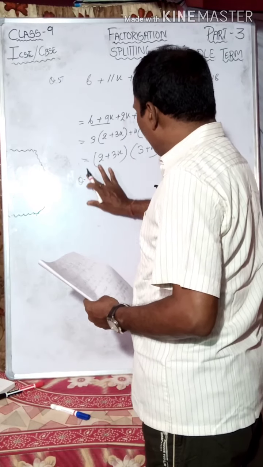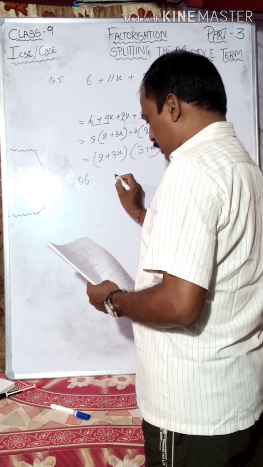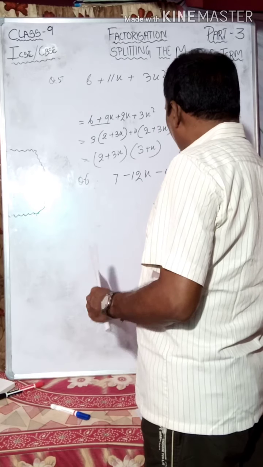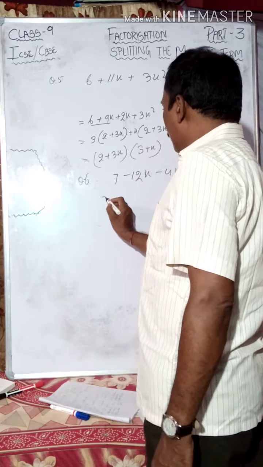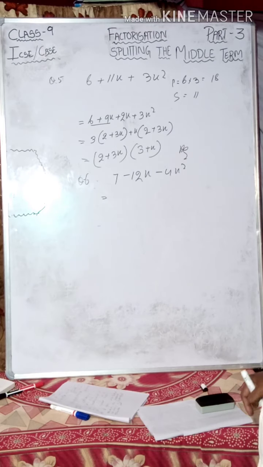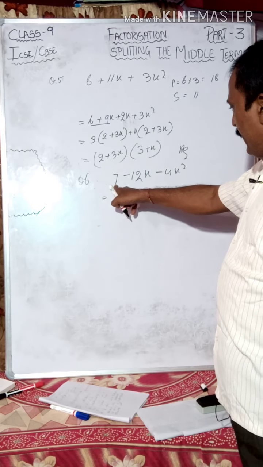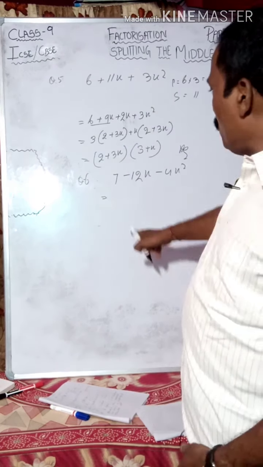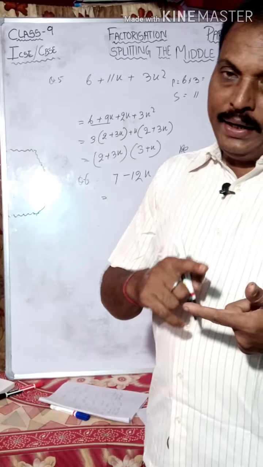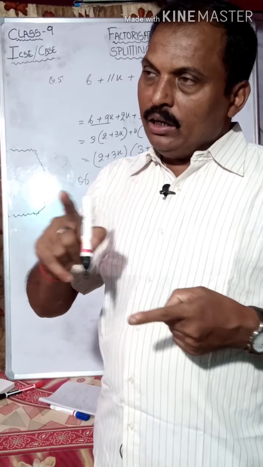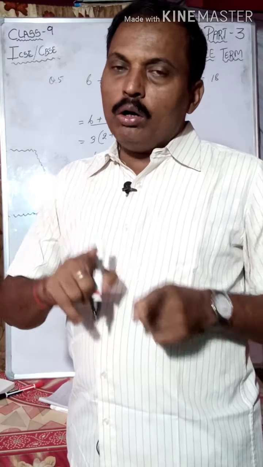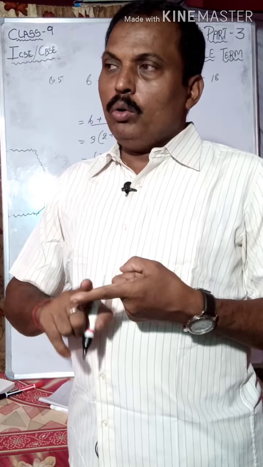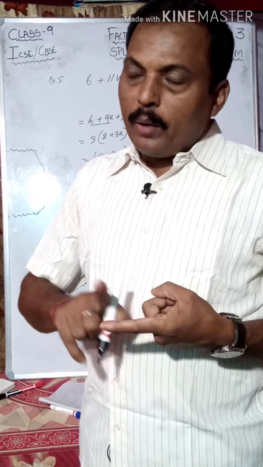7 minus 12x minus 4x square is equal to. Now look here, this is bx and this is cx square. So our main intention is a into c, either it will be ax square or cx square, whatever may be, we have no problem, but we must take the product of a and c.